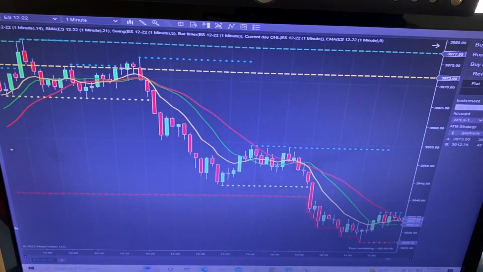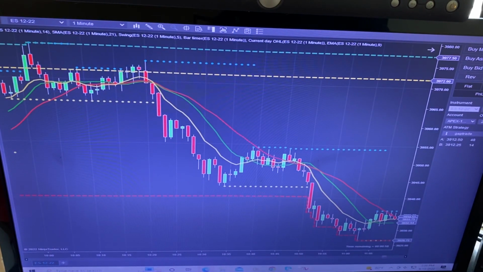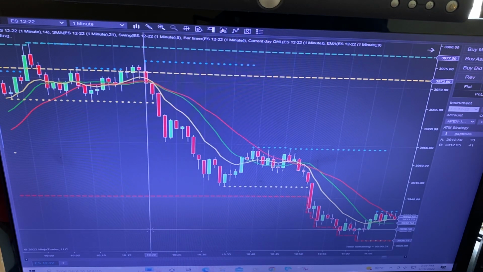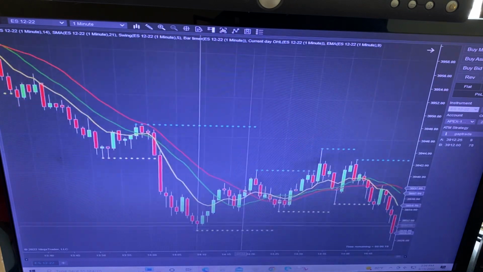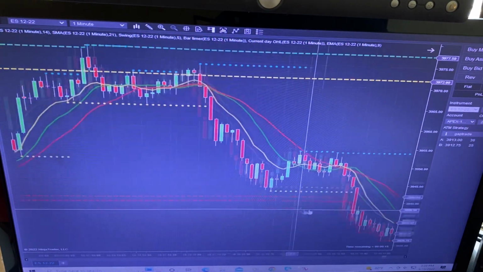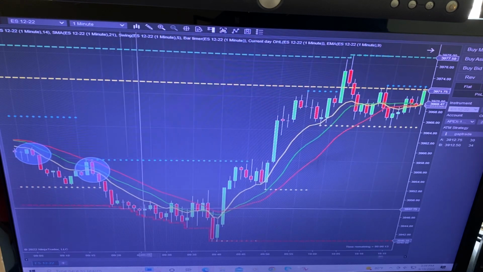So here we are. We got our 1 minute. Sometimes this thing locks up if I don't do anything with it for a while. All right, so here's your 1 minute chart. And we're going to get to the morning.